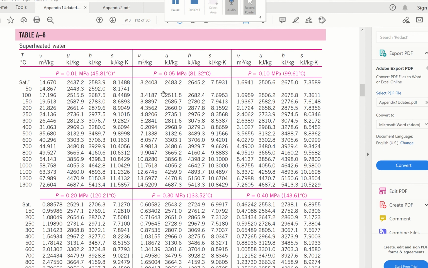Look across, right? So those many tables help us figure out the pressure, and the temperature helps you figure out the rest.